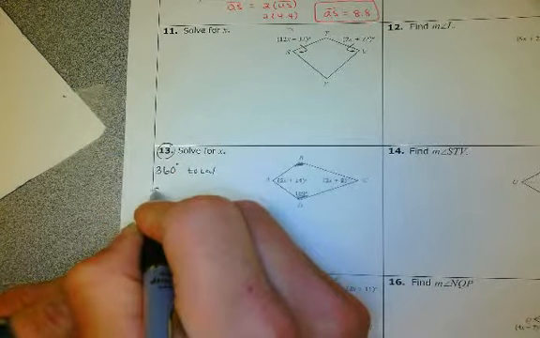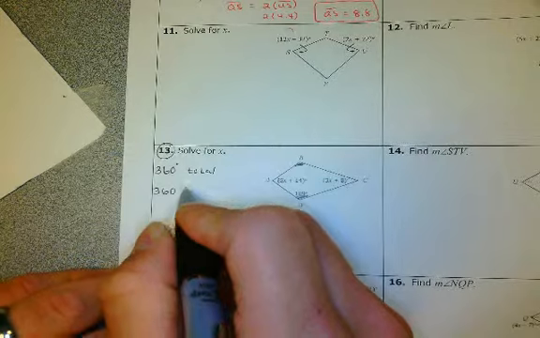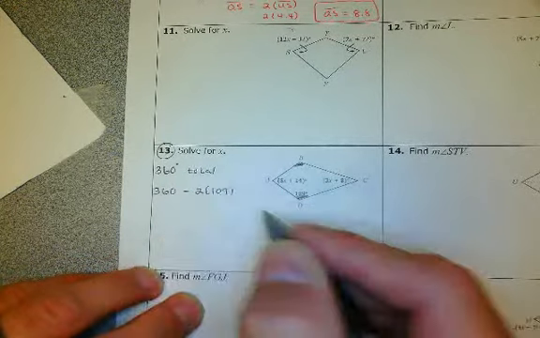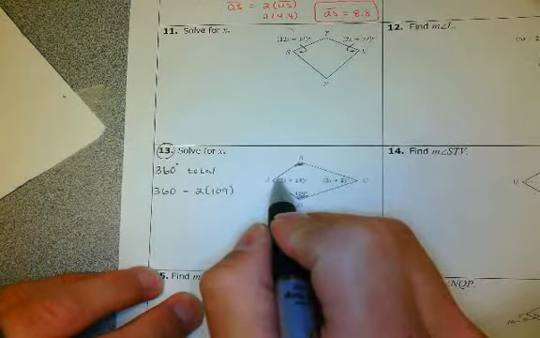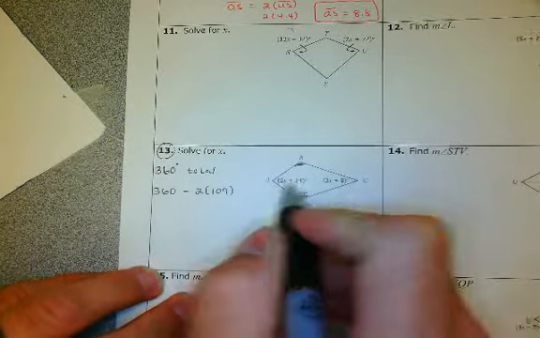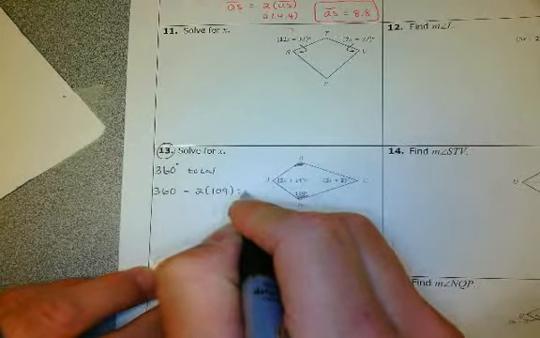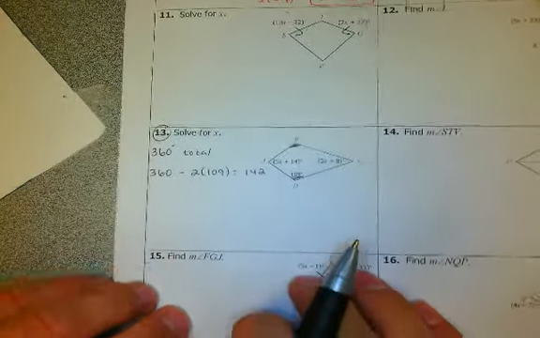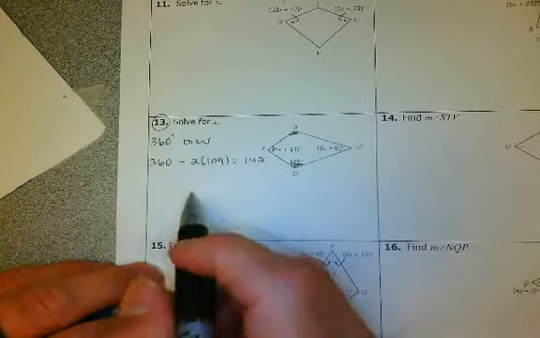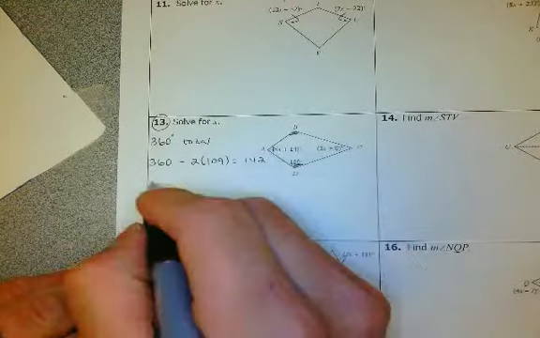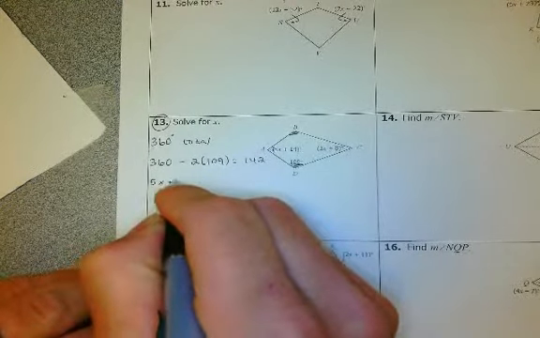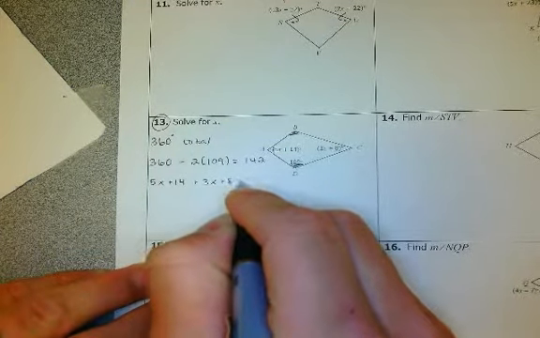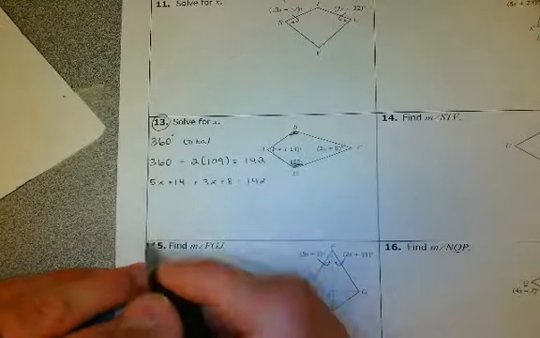So I'm going to do 360 minus 2 times 109, and that will give me the sum for A and C. So when you do this, you get 142. Now I know that I have 5x plus 14 plus 3x plus 8, and that's equal to 142. I'm solving for x.